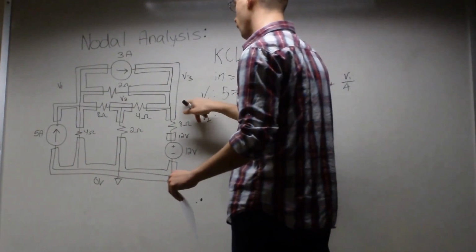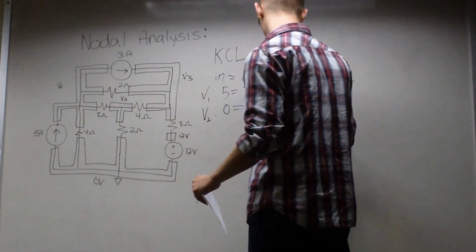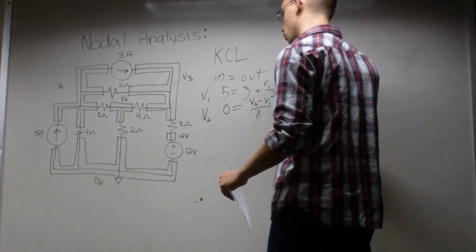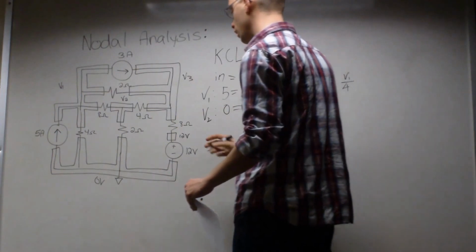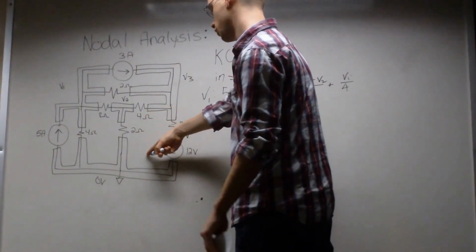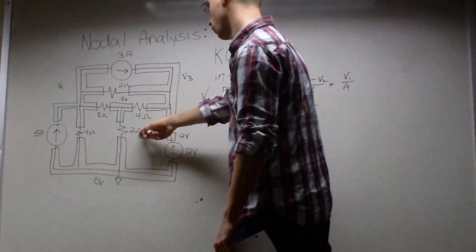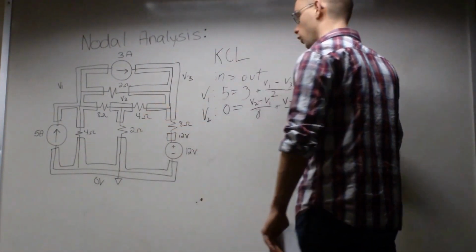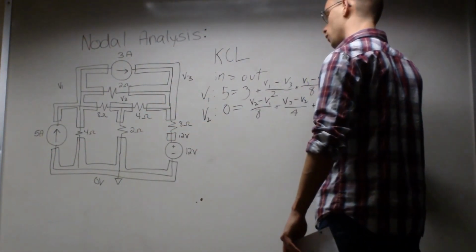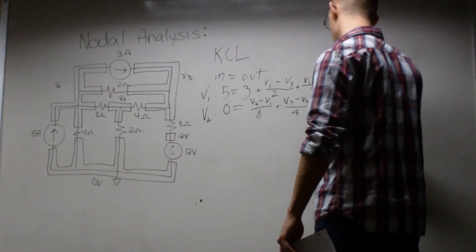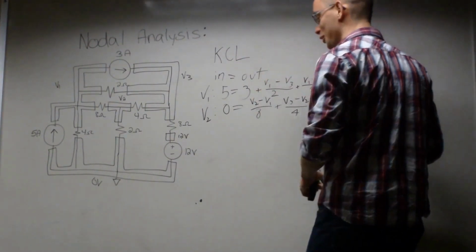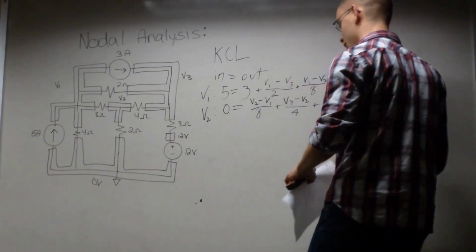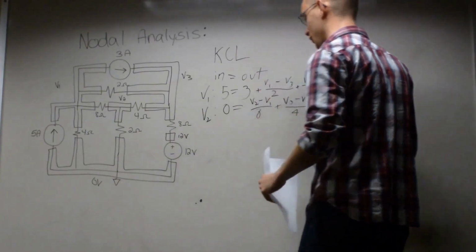And then you also have V3 minus V2 over 4 ohms. And then down here, again, it's attached to the 0 volt node in this junction of 2 ohms, so you ignore the 0 volts. So you can just write it as V2 over 2 ohms.